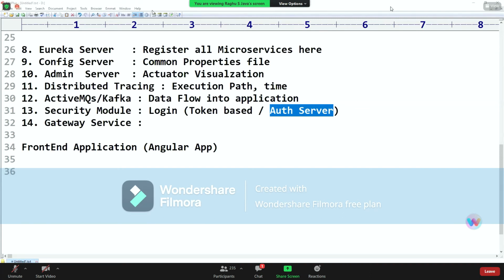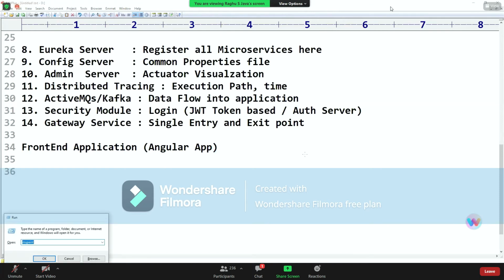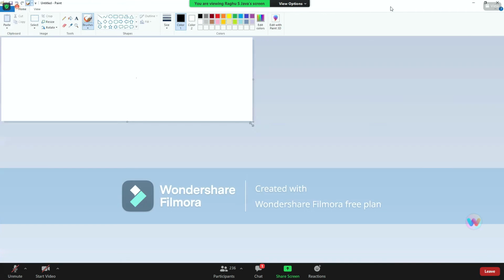Okay, we are going to maintain one separate database. We are going to use something like a JWT token. The gateway will have a single entry and exit point, and the front-end application will register. You already remember the microservice design, just revising for a second.